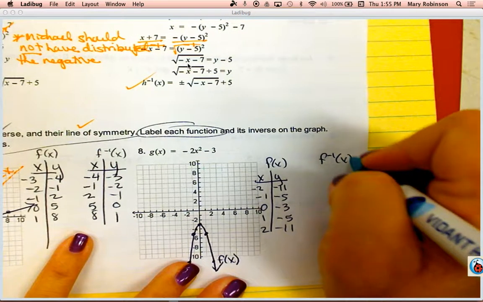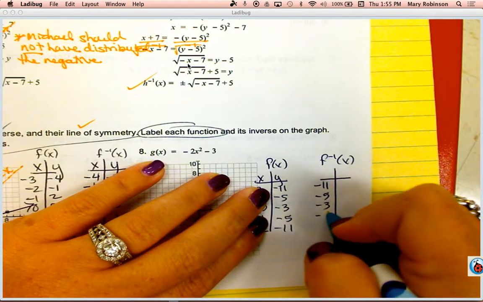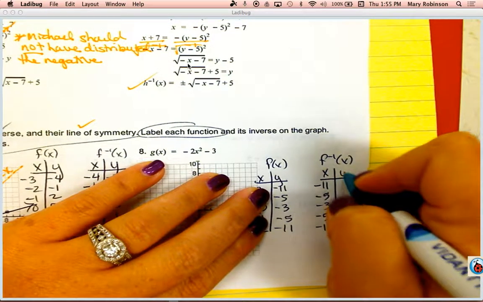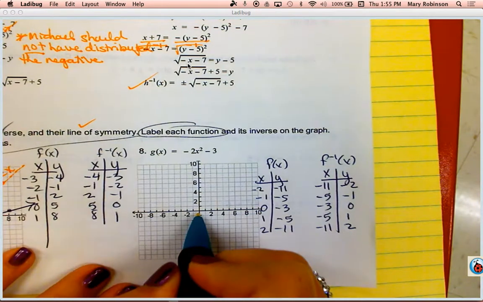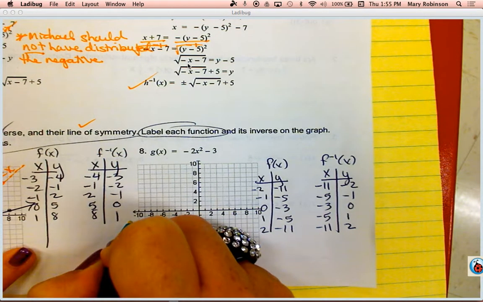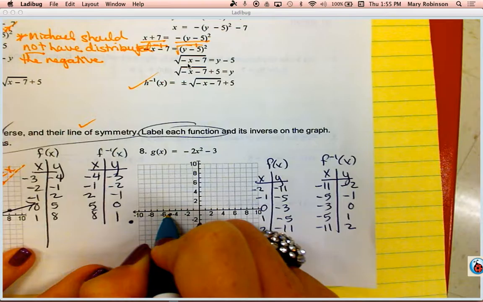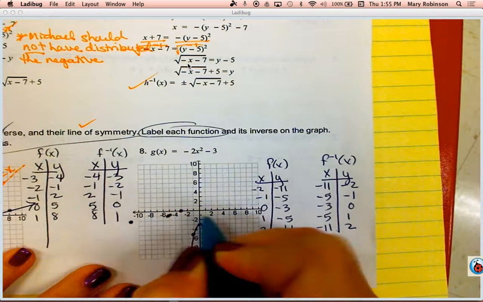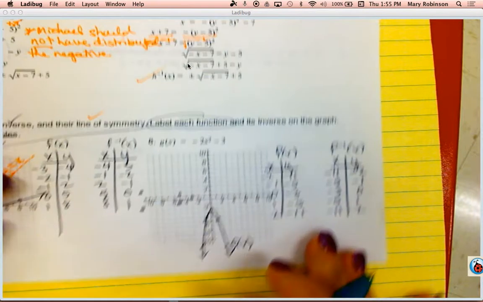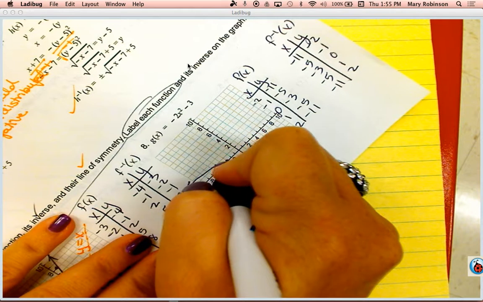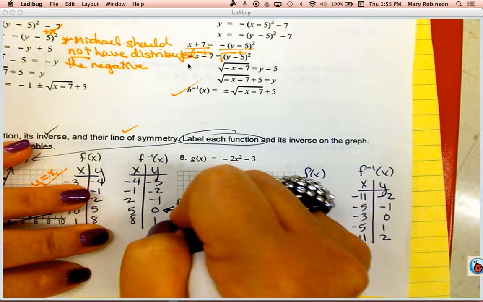Now let's do f inverse of x. Well, again, we should know that all we have to do is take these ordered pairs and switch them. So I'm going to take my y's and copy them down for my x's. My x's, copy them down for my y's, and graph. So I've got (-11, -2), (-5, -1), (-3, 0), (-5, 1), and (-11, 2). So this time my parabola opens left. And there's my graph of f inverse of x.